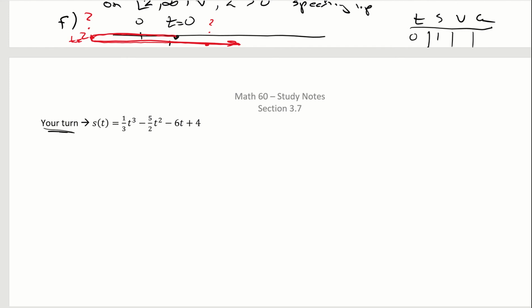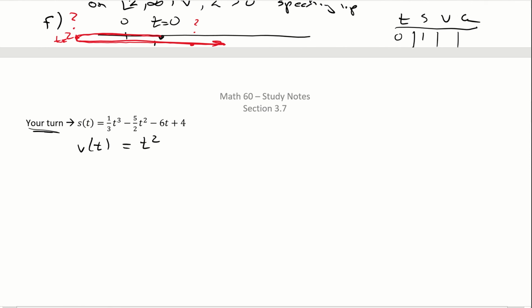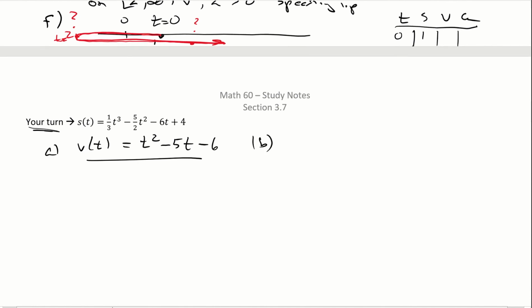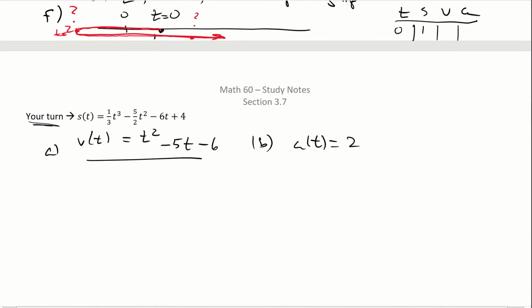Okay. And then I'm going to do this one. If I'm going to do the same thing, I'll do less talking now. Here's an emphasis on what we just did. So the velocity in this case is looking like t squared minus 5t minus 6. That's part A. Part B, the acceleration is equal to 2t minus 5. Okay. Other questions were, when is it at rest?